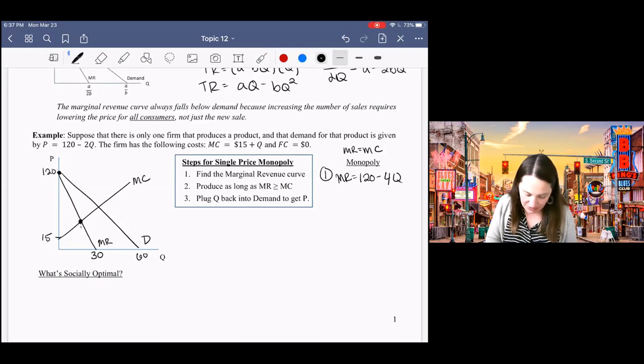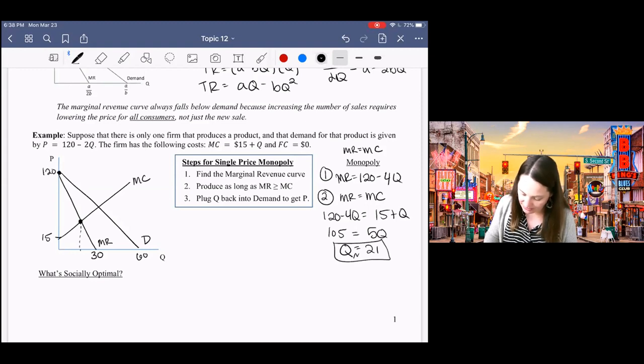So this point here will give us our monopoly profit maximizing quantity. And we can solve for that point by just setting marginal revenue equal to marginal cost. So that's 120 minus 4Q equals 15 plus Q. We've got 5Q equals 105, so Q is equal to 21. That's our monopoly profit maximizing quantity.